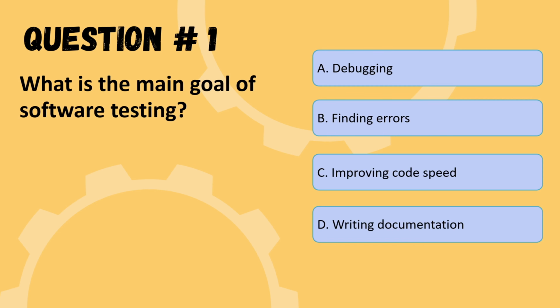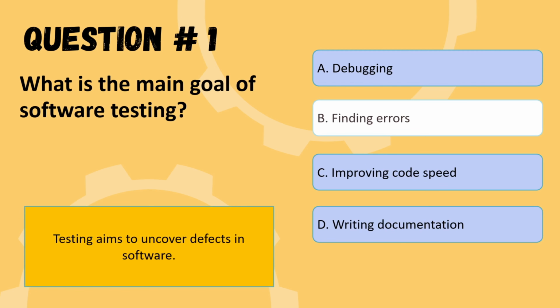So our first question is, what is the main goal of software testing? Options are debugging, finding errors, improving code speed, or writing documentation. So the correct option is, the main goal of software testing is finding errors. So we are moving to the next question. You can read the explanation in the box below.